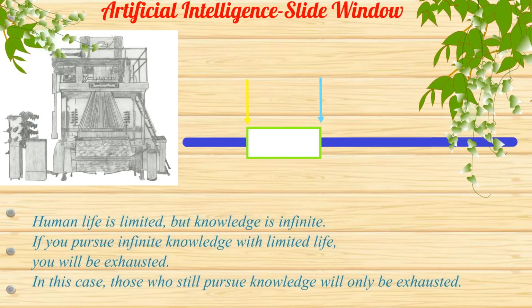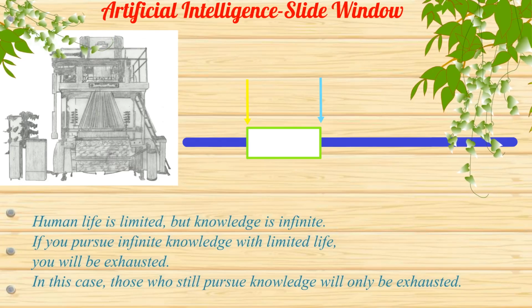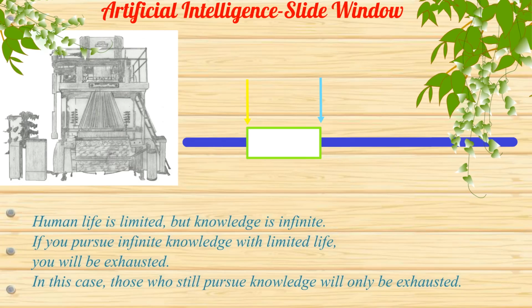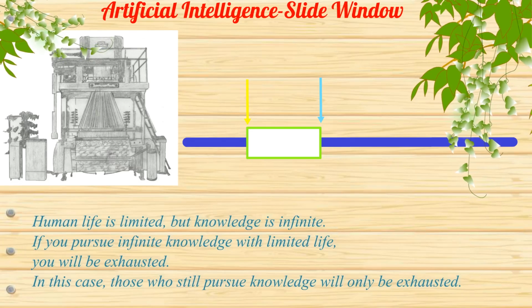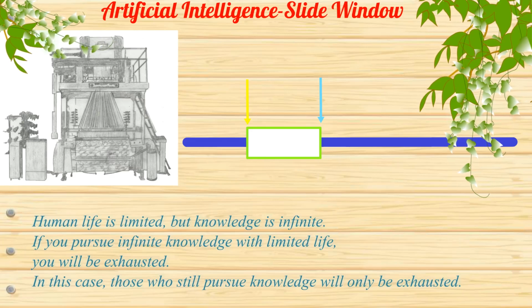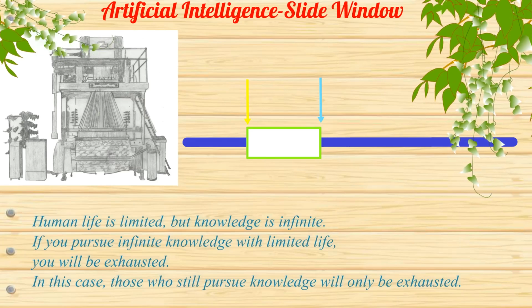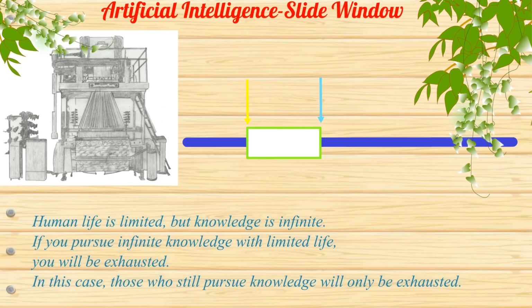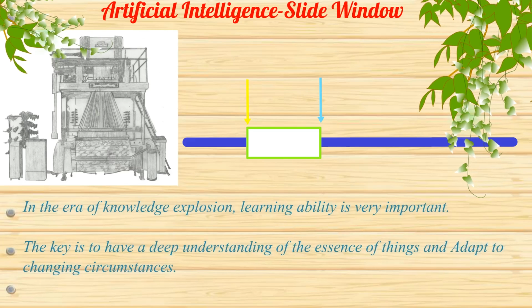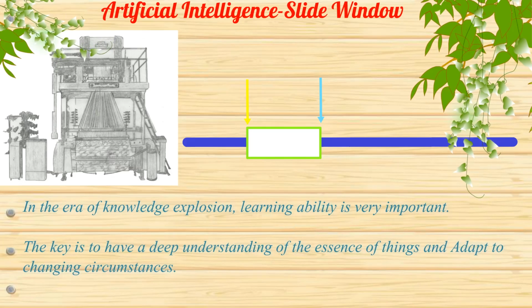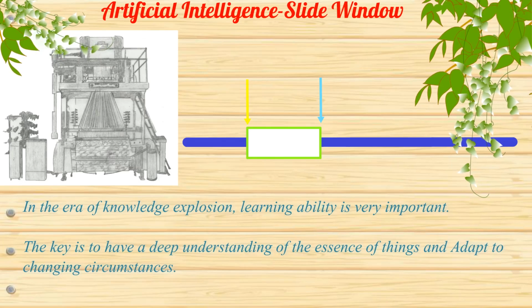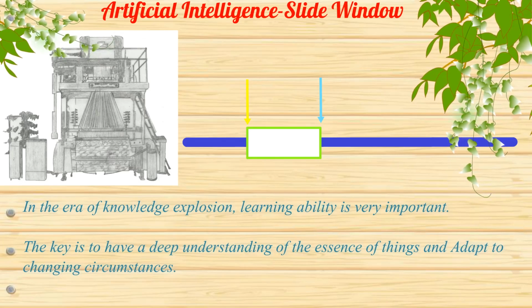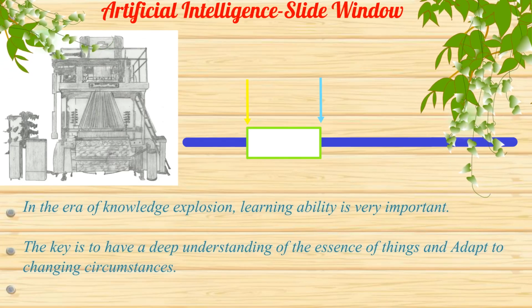Human life is limited, but knowledge is infinite. If you pursue infinite knowledge with limited life, you will be exhausted. In this case, those who still pursue knowledge will only be exhausted. In the era of knowledge explosion, learning ability is very important. The key is to have a deep understanding of the essence of things and adapt to changing circumstances.